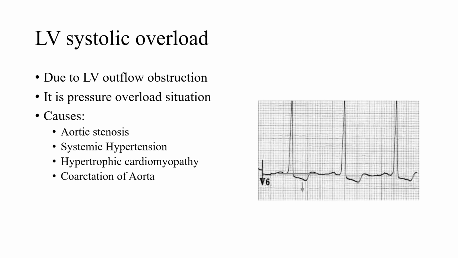In systole, more of the ST segments are affected, while the initial part of the QRS is more affected in diastolic overload. Systolic overload occurs because of LV outflow obstruction. It is a pressure overload situation, while diastolic overload is a volume overload situation. The causes of systolic pressure overload are aortic stenosis, systemic hypertension, hypertrophic cardiomyopathy, and coarctation of the aorta.